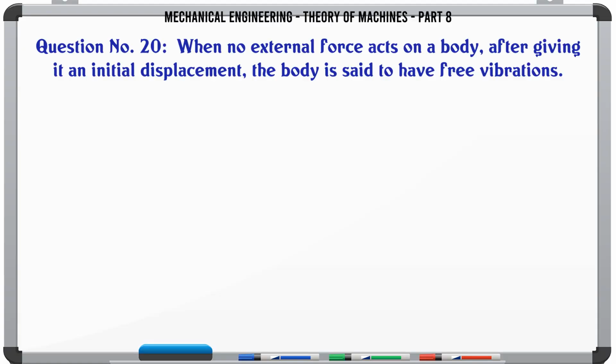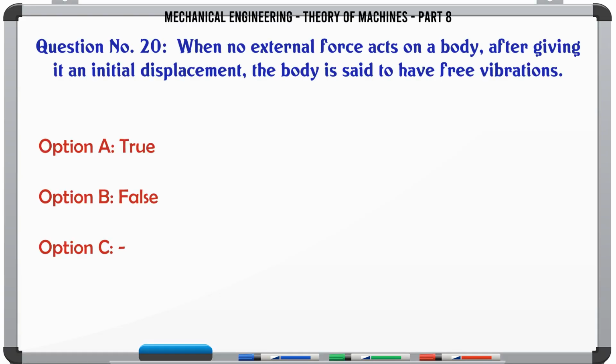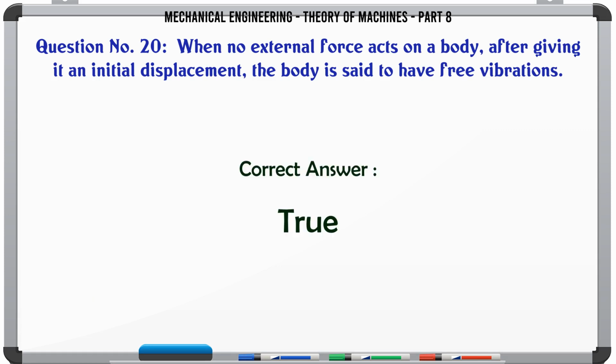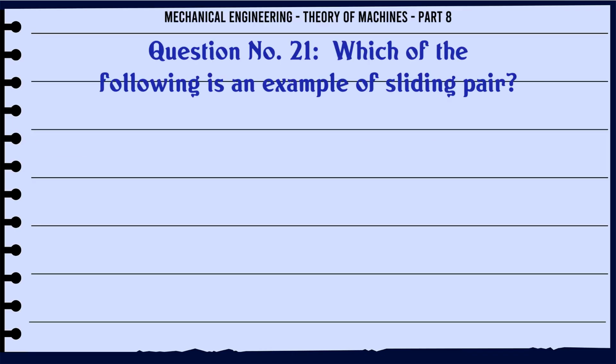When no external force acts on a body after giving it an initial displacement, the body is said to have free vibrations. A. True, B. False. The correct answer is true. Which of the following is an example of sliding pair?